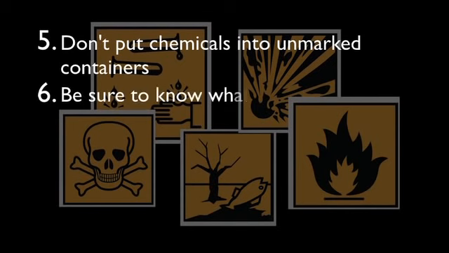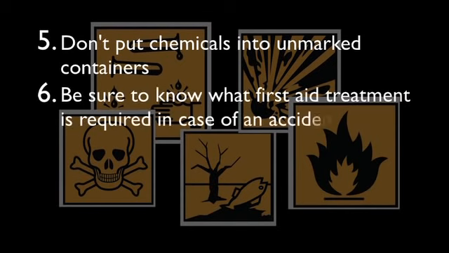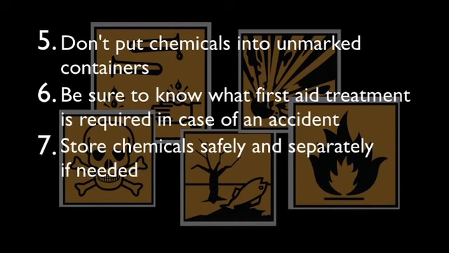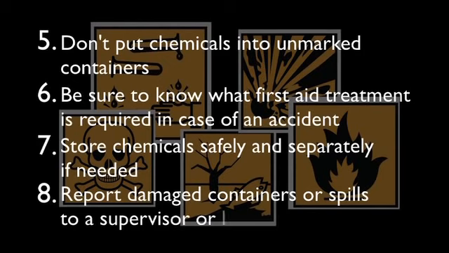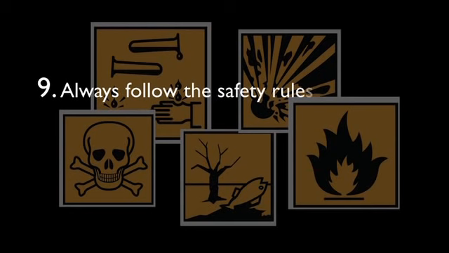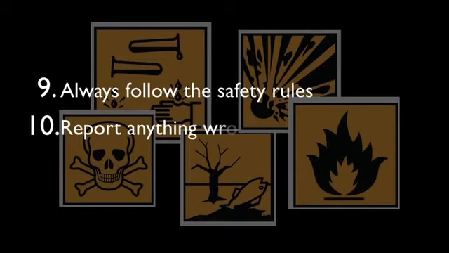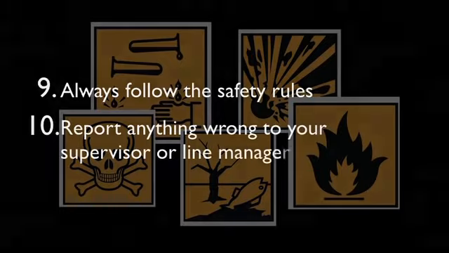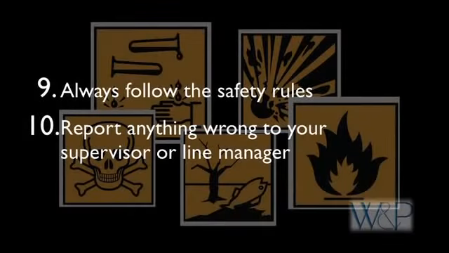6, be sure you know what first aid treatment is required for that chemical in case there's an accident. Remember the safety data sheet. 7, store chemicals safely and separately if needed. 8, report damaged containers or spills to a supervisor or line manager. 9, always follow the safety rules, and again, refer back to the safety data sheet if needed. And 10, just report anything that you think is wrong, either to your supervisor or line manager.